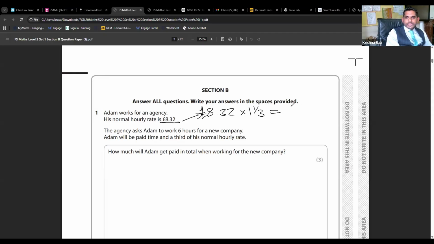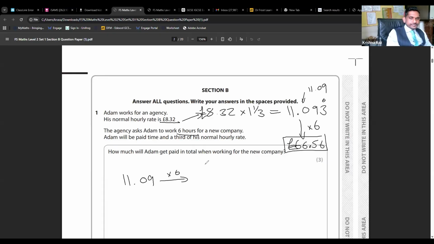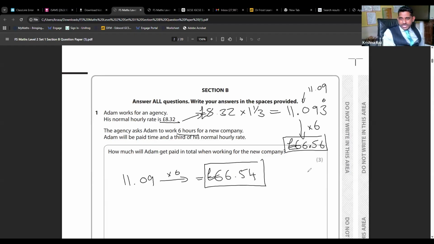We get this, £11.09. So Adam works for 6 hours. So we multiply that by 6, whereby he earns £66.56. Might have got a slight variation if we rounded this to £11.09, which is his actual hourly rate. We times that by 6, we will get £66.54. Yeah, either answer is correct, but the second one is actually more correct.